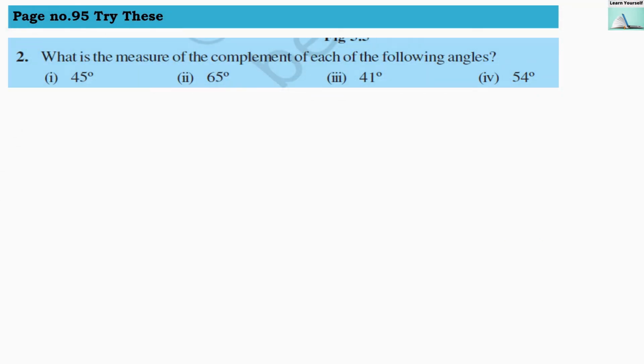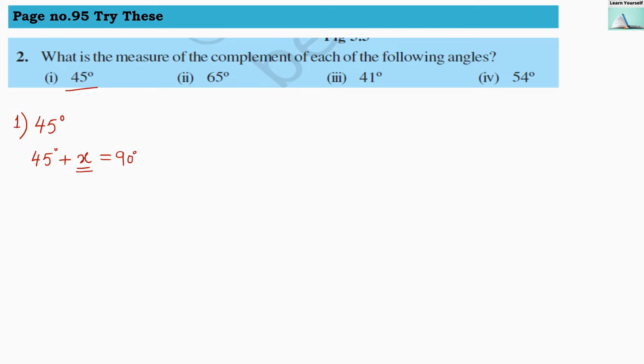Second question. What is the measure of complement of each of the following angles? So they have given us first angle. We have to find out the measure of second angle. Then these two angles will satisfy the condition of complementary angles. So let us solve the first one, that 45-degree angle we have. So 45-degree angle and another measure we have to find out. Together they should give us 90-degree. Then only they will be complementary angles.